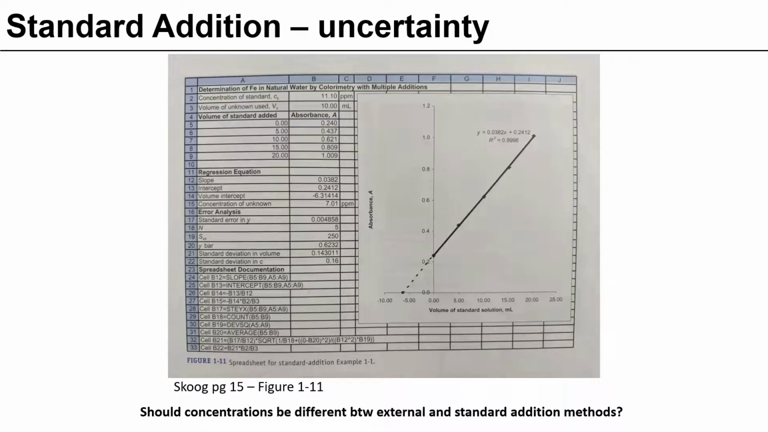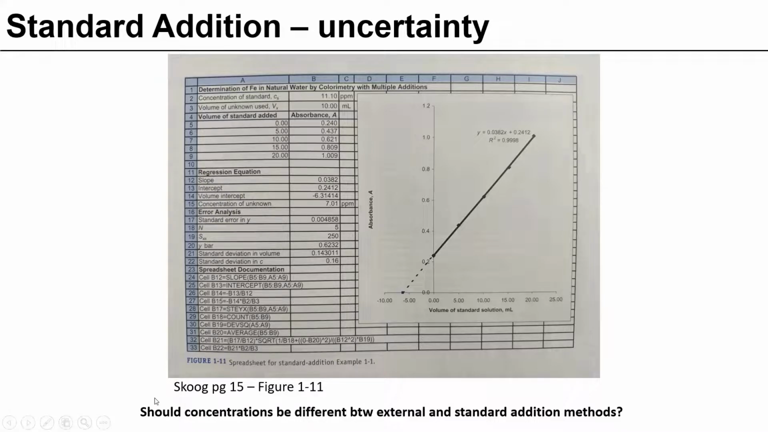All right, so whenever we report a concentration, we also want to report the uncertainty. And the uncertainty calculation for standard additions is slightly different than what you're going to do for your external calibration curve. So what you're going to want to do is go back to Skoog, your instrumental textbook, and look at page 15, figure 1-11. And it's going to walk you through the Excel calculation for determining the uncertainty in those concentrations.